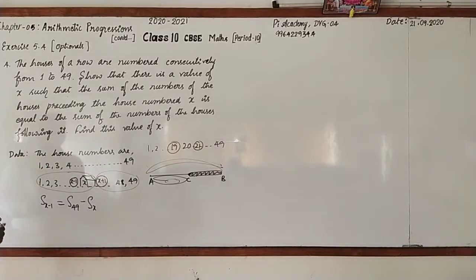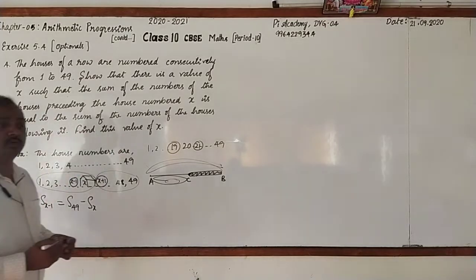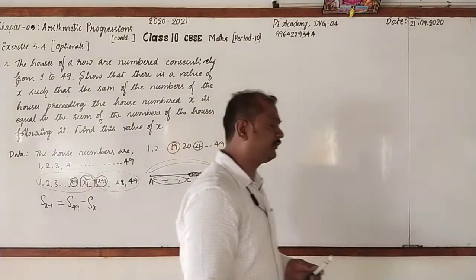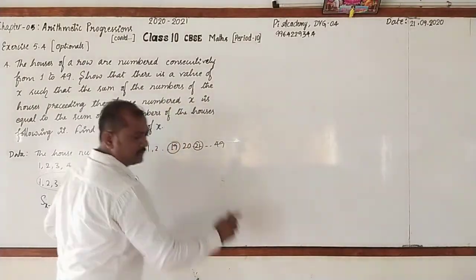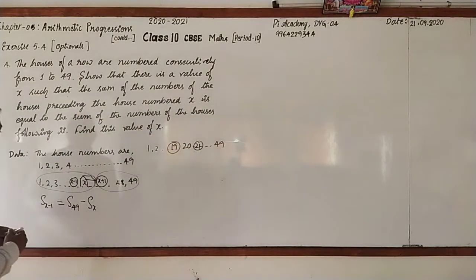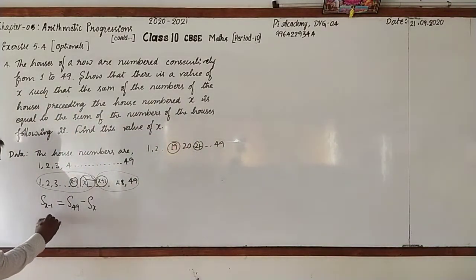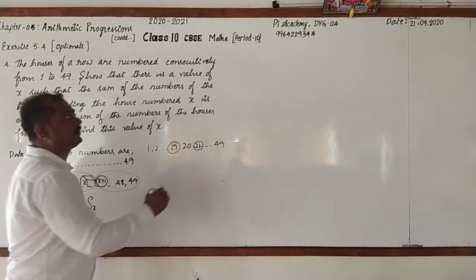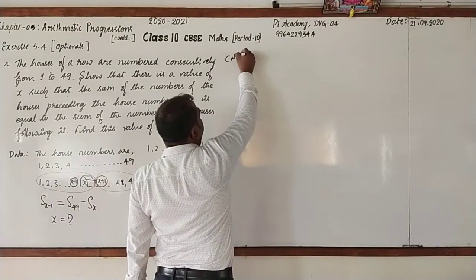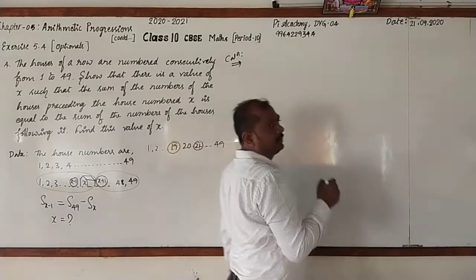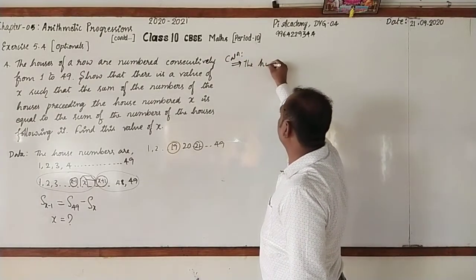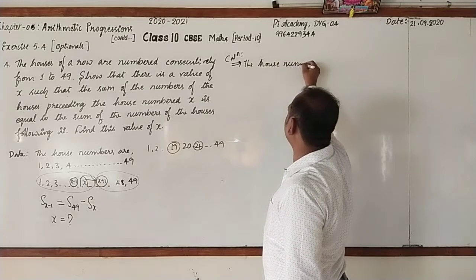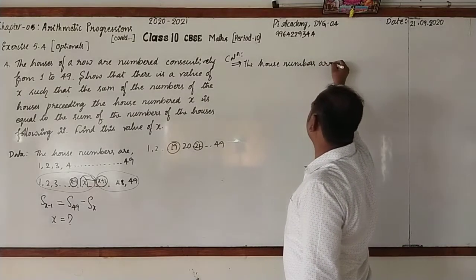Next, here as the numbers are consecutive, obviously it has a common difference. Therefore, the given situation forms an AP. Here I'll write. Calculate. You are going to find out x. Here I'll write the calculation. What I'll write? The house numbers are consecutive.